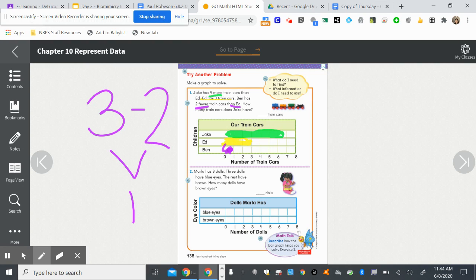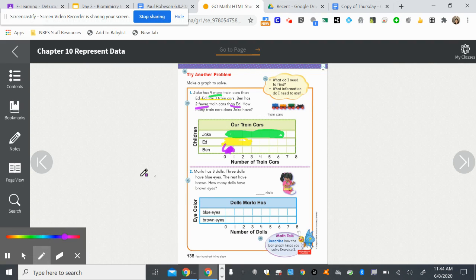And we are trying to figure out, it's kind of hard to draw. We want to know how many trains Jake has. So I would go back. I'm going to count Jake's. I'm going to go over here and down. And he had 7. So you have to really read the problem in order for you to get the correct answer.